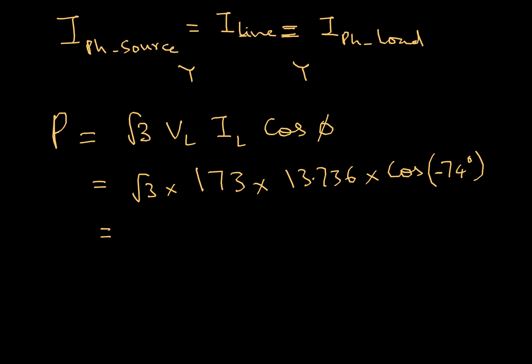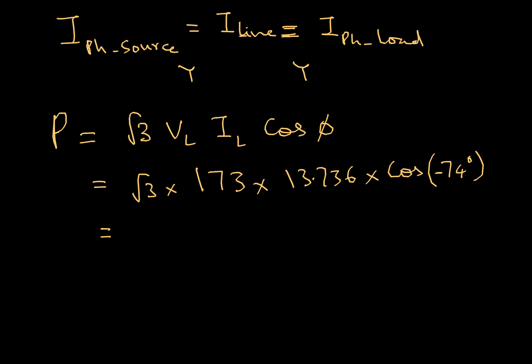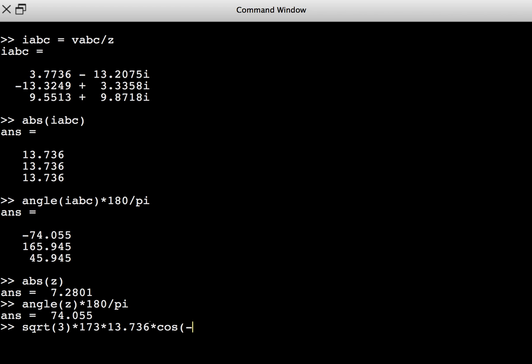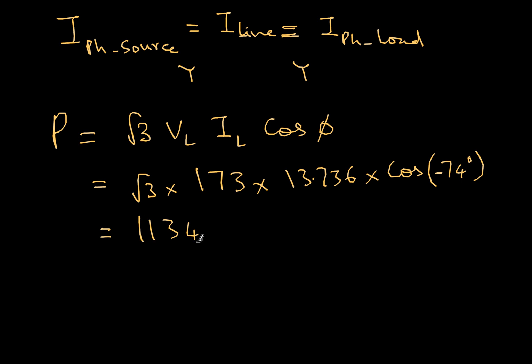Anyway, let's calculate the total power. For this I'll use my MATLAB interface again. Square root of 3 multiplied by VL, that is 173, multiplied by IL, that is 13.736, and then cos of minus 74 degrees. But cos requires radians, so I convert to radians by dividing by 180 and multiplying by pi. So 1134.5 watts of the total power being consumed.